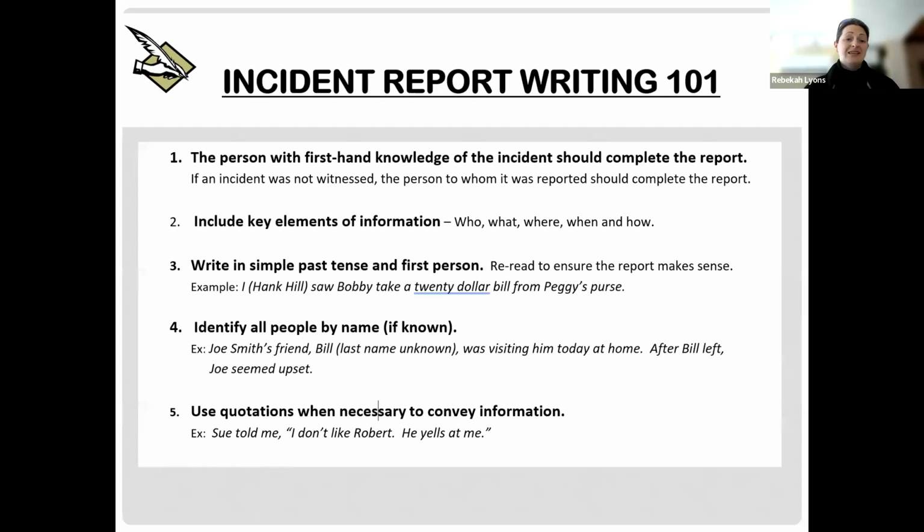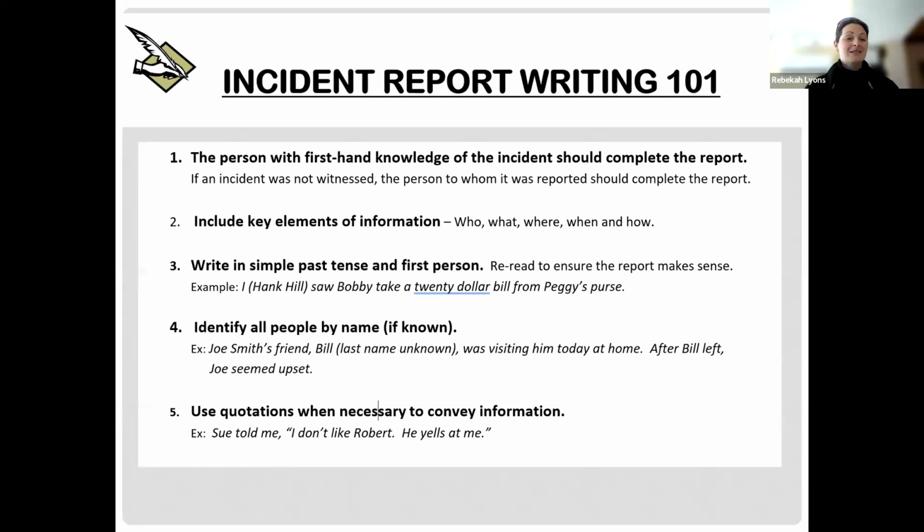Number 2, we need the key elements of the information. So the who, what, where, when, and how. We want to know what's going on here. We don't want to use vague language. We want to be specific, but that's another point. So just make sure it's thoroughly completed. You understand what's happening. You read it back and it makes sense to you.